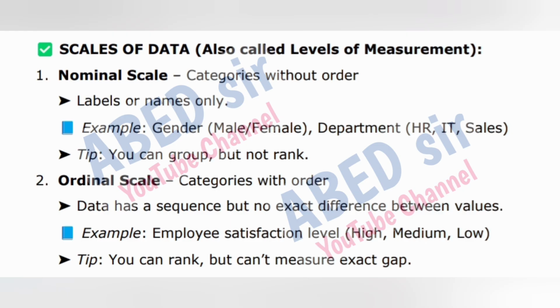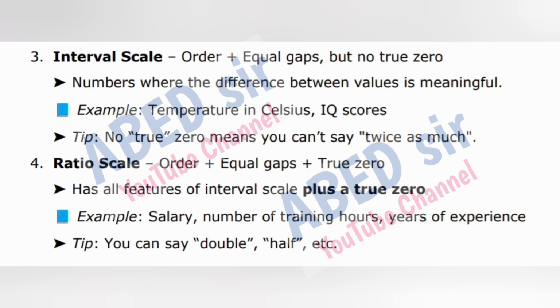2. Ordinal scale, categories with order. Data has a sequence but no exact difference between values. Example, employee satisfaction level, high, medium, low. Tip, you can rank but can't measure exact gap. 3. Interval scale, order plus equal gaps, but no true zero. Numbers where the difference between values is meaningful. Example, temperature in Celsius, IQ scores. Tip, no true zero means you can't say twice as much.